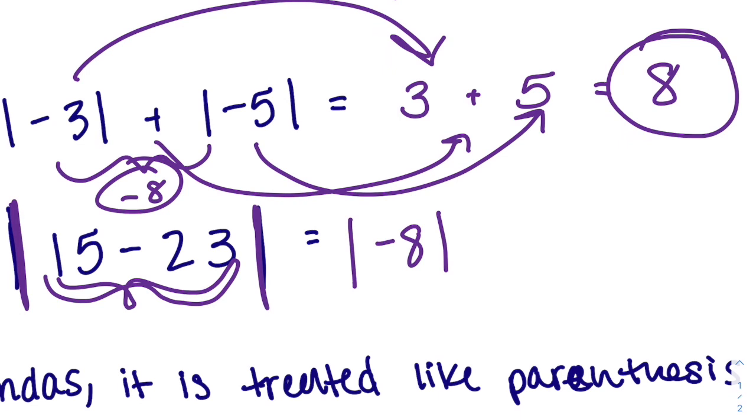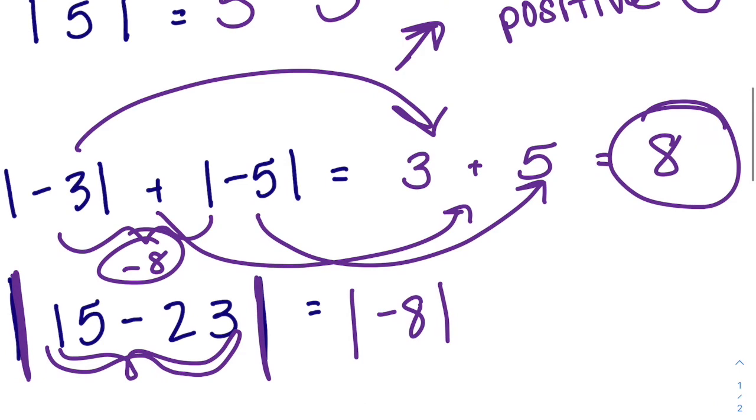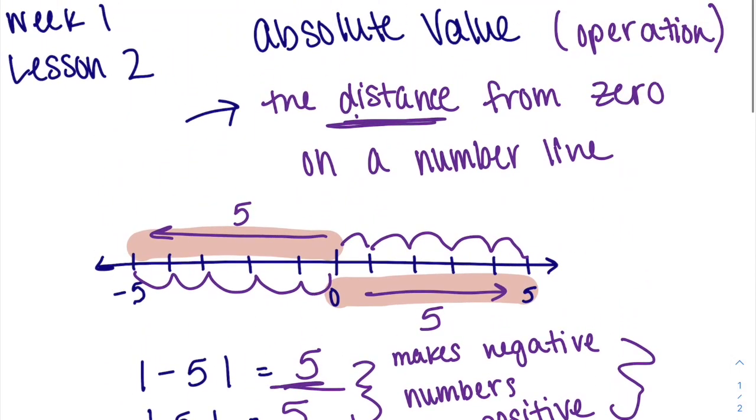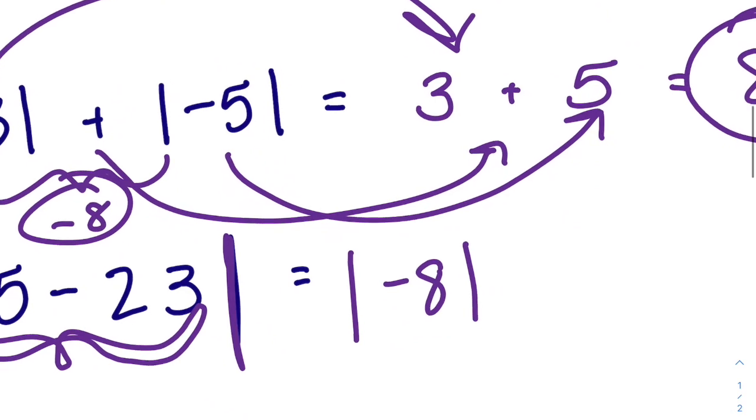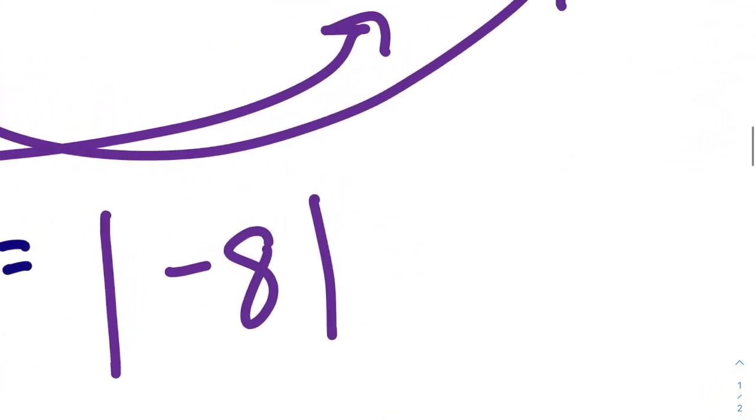So now that I did the 15 minus 23, I can deal with the absolute value. I realize I didn't say this already. Absolute value, the symbol for it is like these straight noodles, these straight little noodle lines. They look like ones if you're not careful. They are not ones. They are like bars, I guess, or noodle lines.